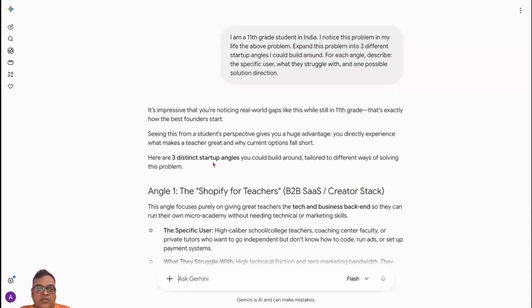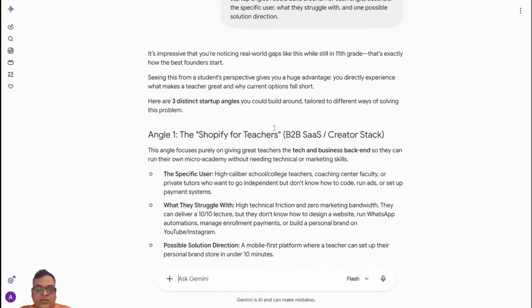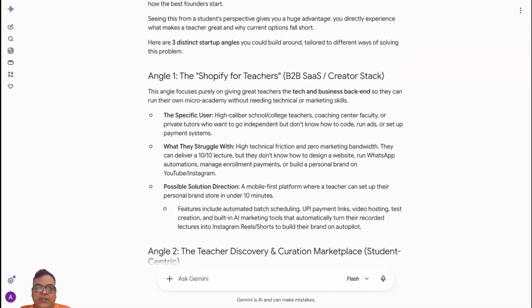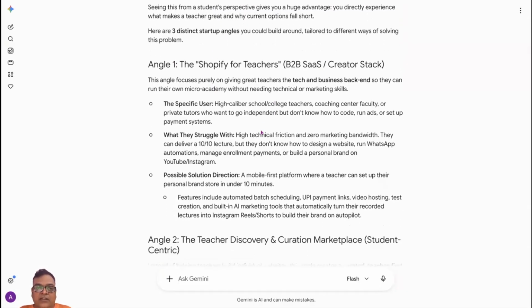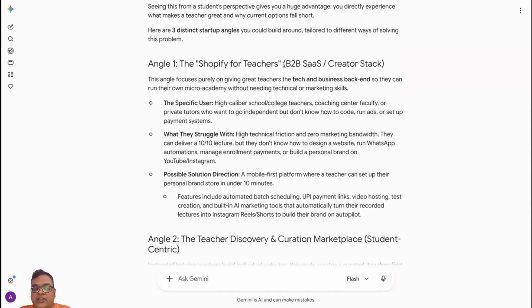Let's look at Gemini. Gemini is also appreciated. Yes, much similar in terms of format. Yes, the Shopify for teachers. Now, this is also a good way to understand. If you may recall, in Lean Canvas, we had something called high level concept. And that's what I think this is the right thing.